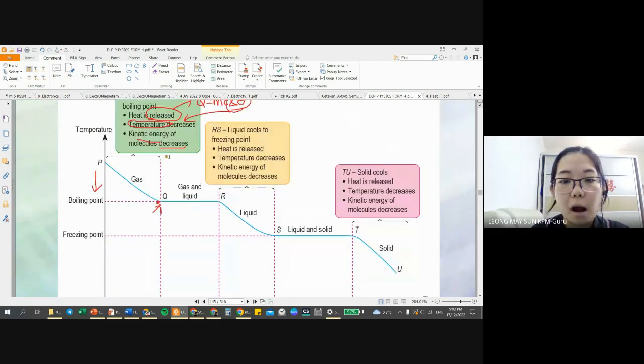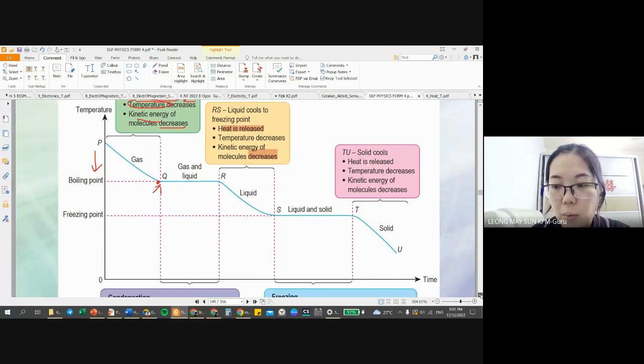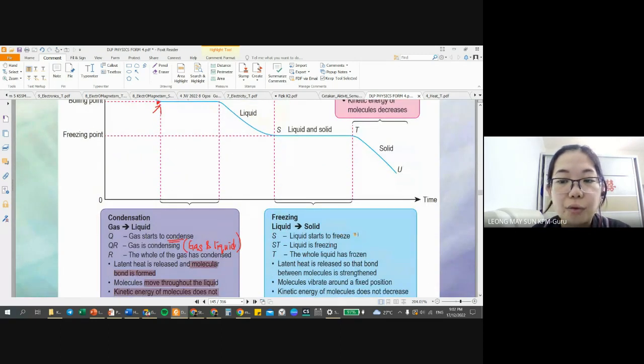Then from R to Q, the heat is continued being released. So if the heat is being released in this case, the surrounding will actually be heated up, because the heat is being released, so the surrounding environment will actually be hot. Then the temperature decreases. Okay, kinetic energy of the molecule will continue on to decrease until point S. At point S, that is when liquids start to freeze.